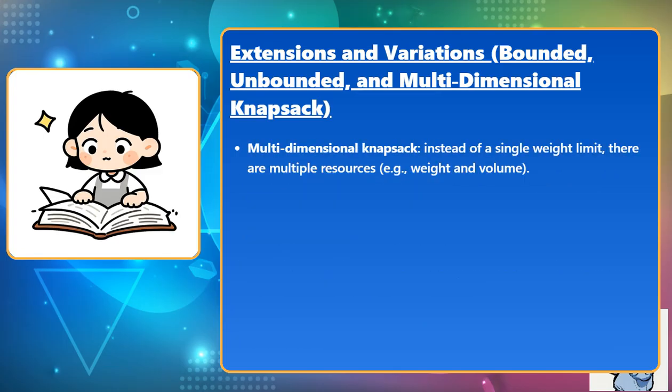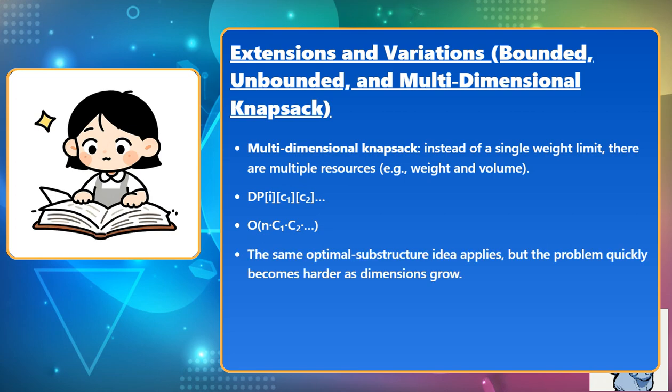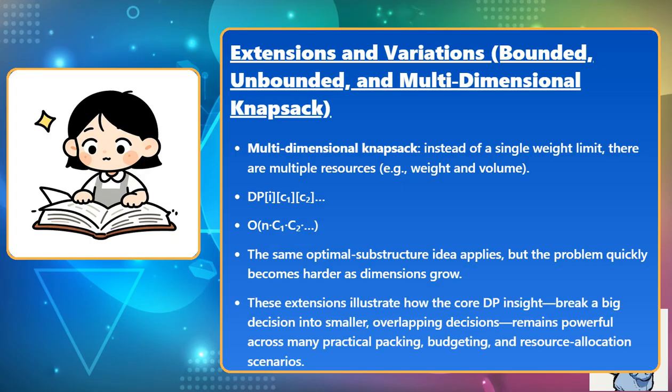Multi-dimensional knapsack: instead of a single weight limit, there are multiple resources, for example weight and volume. dp[i][c1][c2], and so on, with running time big O of n times c1 times c2, and so on. The same optimal substructure idea applies, but the problem quickly becomes harder as dimensions grow. These extensions illustrate how the core DP insight, break a big decision into smaller overlapping decisions, remains powerful across many practical packing, budgeting, and resource allocation scenarios.